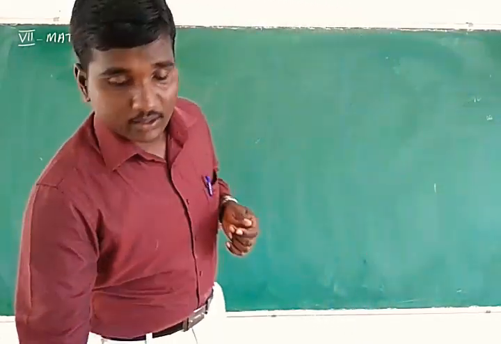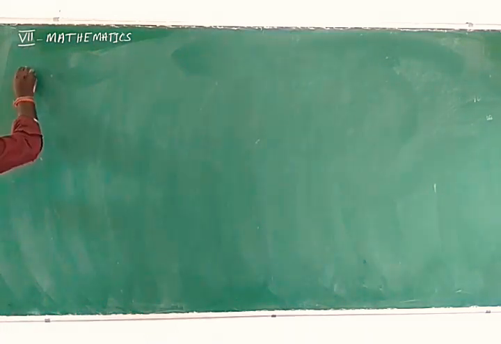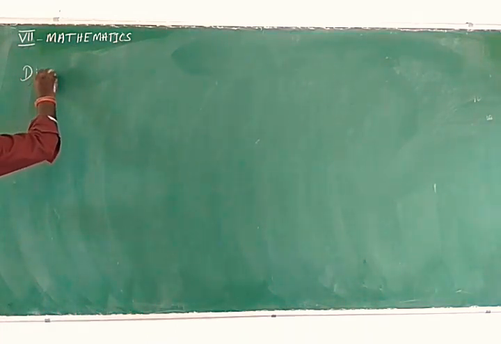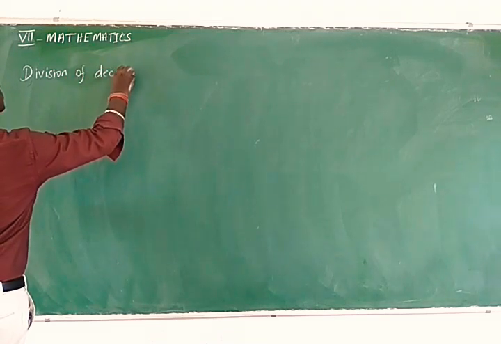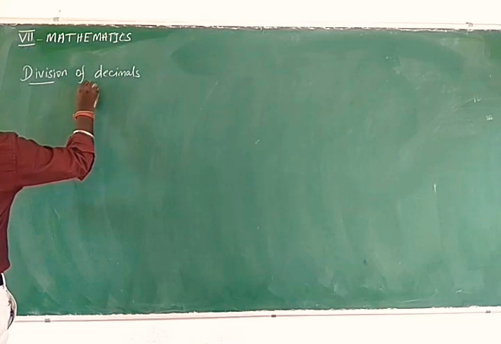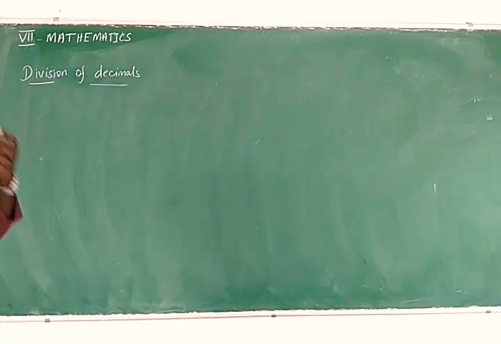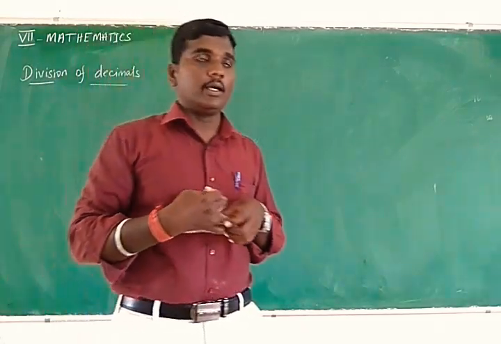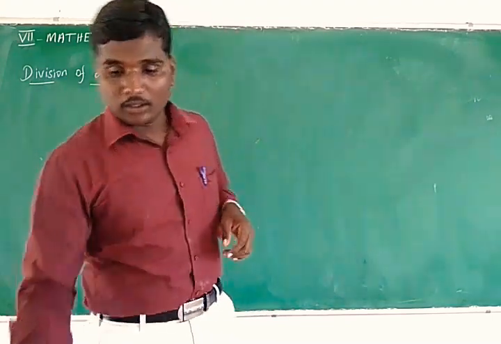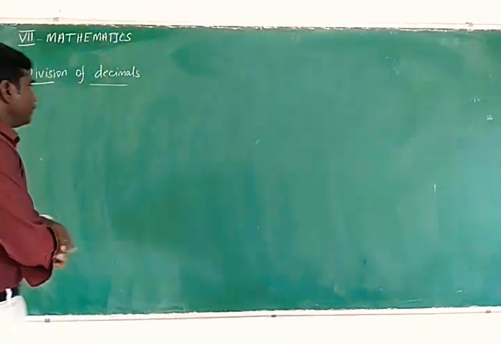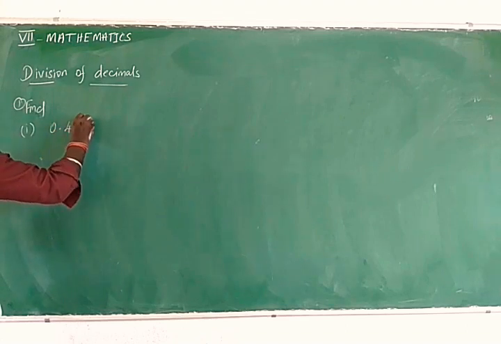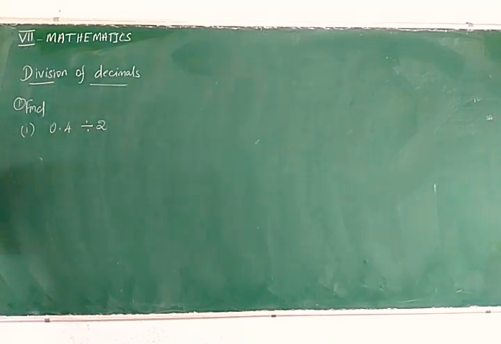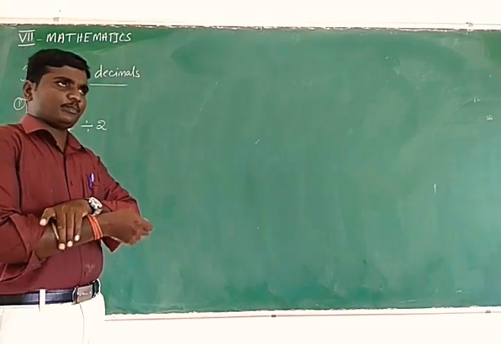Now this class is division of decimals. Last class was multiplication of two decimals, which you learned. Now, division of decimals. First question: 0.4 divided by 2.